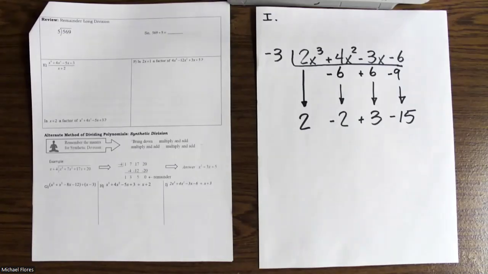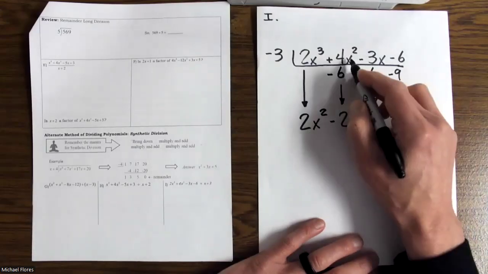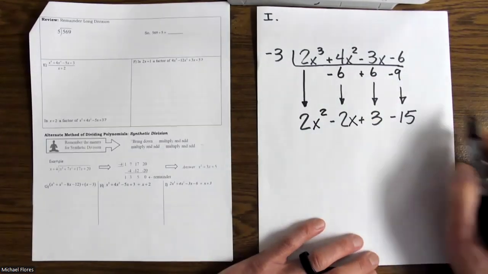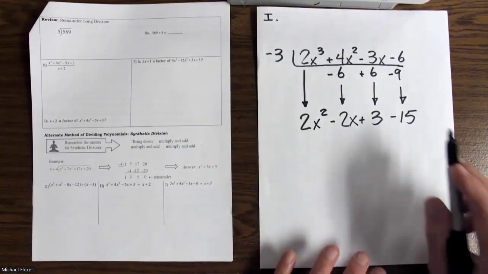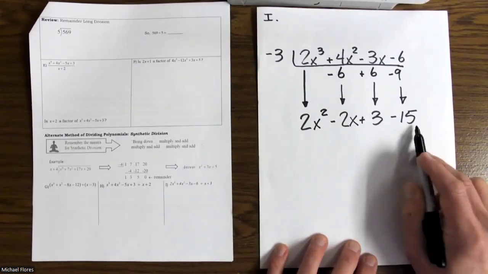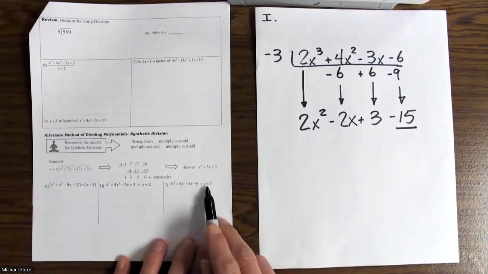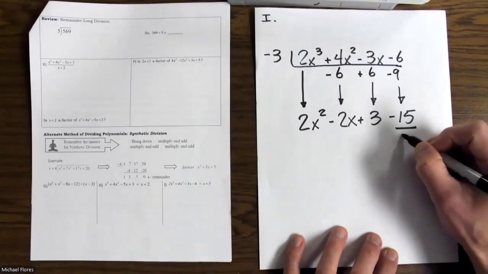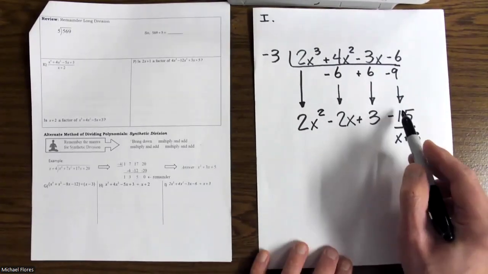We're now going to bring down our variables. X cubed, that becomes x squared. X squared, that becomes x. And x, we no longer have a variable in that spot. This was our remainder, remember? And we're going to put that over, what was the factor it gave us? X plus 3. And now we have our final answer.